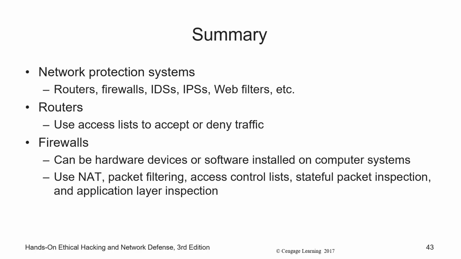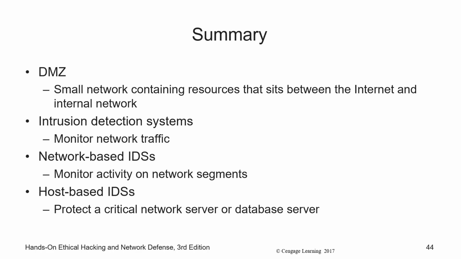So in this chapter, which was pretty short, we talked about NPSs, routers, firewalls, IDSs, IPSs, web filters. We talked about routers. We can use them to accept or deny traffic. Firewalls can be hardware devices or software installed on computer systems. They can use a NAT, packet filtering, ACLs, DACLs, stateful packet inspection, and application layer inspection. We talked about the Demilitarized Zone. Essentially, it's network resources you want to make available outside the organization, but you don't want to give those internet-based outsiders access to your network.